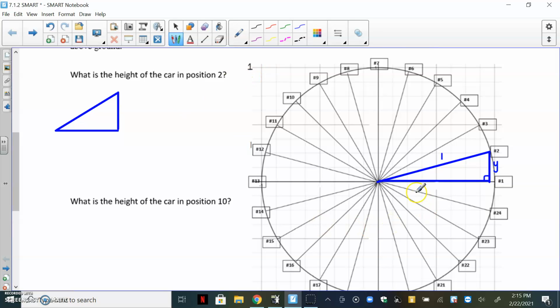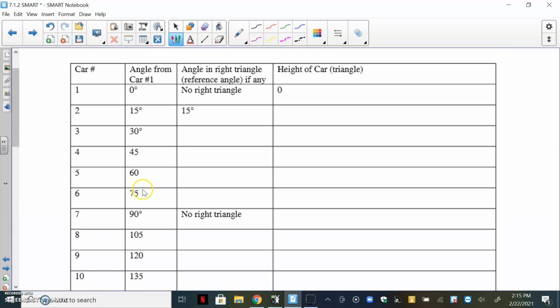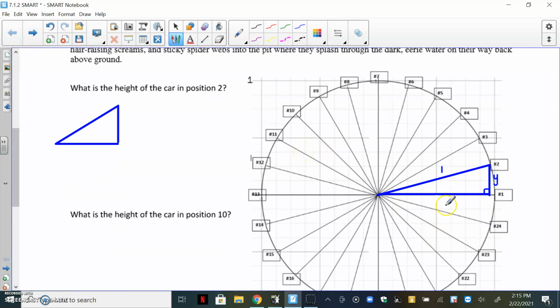Now, we also need to know what this angle is. If we go to the next page, I have a table here that lists all of the angles at all of the positions of cars. So we're starting at 15, because car number 2 is 15 degrees of a rotation. So we know that this angle right here is 15 degrees. Okay, so we're going to put all that information on my little work triangle here.